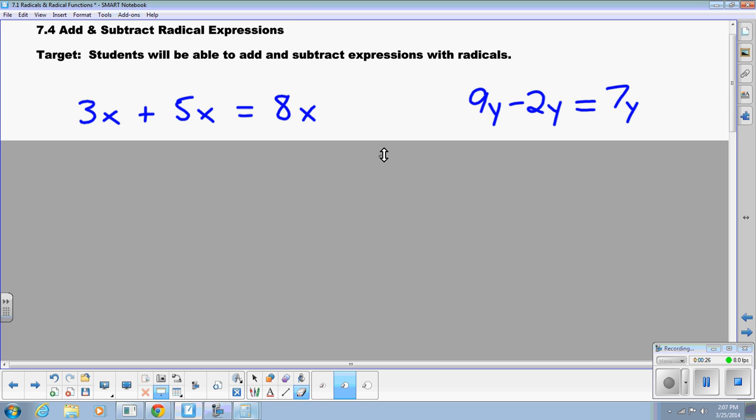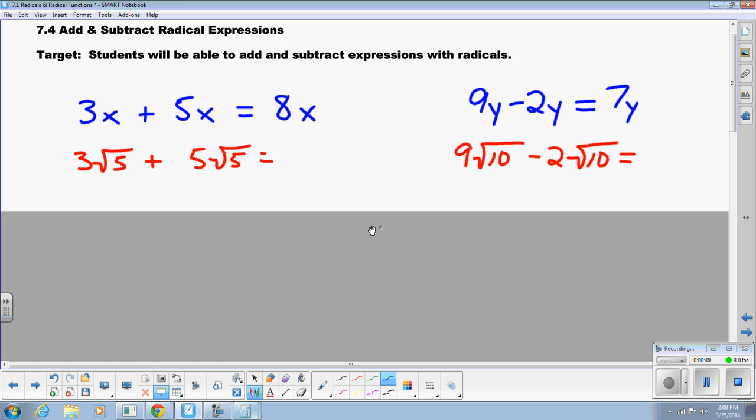But the basic idea follows when we combine like terms with our equations. For example, 3x plus 5x, that together I can add my 3 plus my 5. It gives me 8 because I have a common factor of x, so I write 8x. When I subtract, it's 9y minus 2y, so then it's 7y. 9 minus 2 is 7, keep the common factor y.